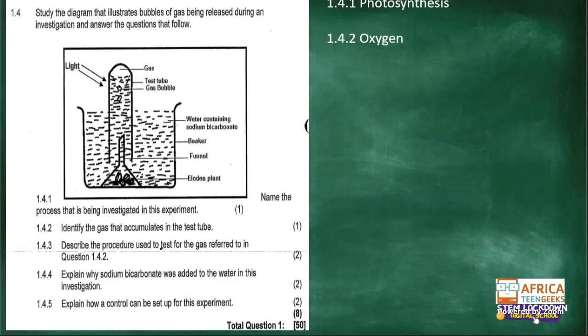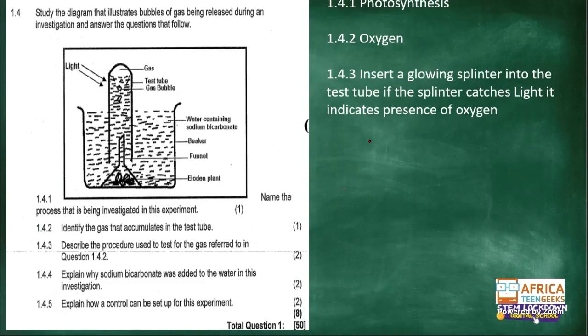1.4.3, describe the procedure used to test for the gas referred to in question 1.4.2. What is the procedure used to test for this gas? You would insert a glowing splinter into the test tube. If the splinter catches light, it indicates presence of oxygen. So that's how they would test if oxygen has really accumulated, right?